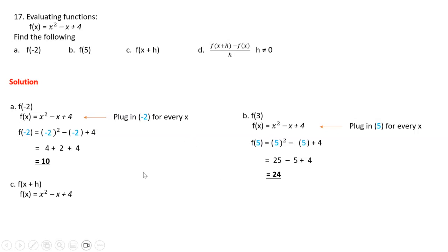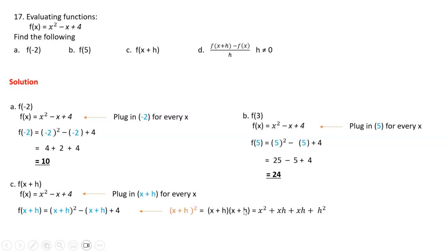Now there's the C part. They want you to evaluate the function at x plus h, which means I'm going to plug in x plus h for every x. You see I plug it in there and there. Now (x plus h) squared will give you x squared plus 2xh plus h squared. So this replaces the (x plus h) squared. Then we just bring down the minus (x plus h) plus 4. Because with this minus here, that's going to be negative and that's going to be negative. So this becomes negative x minus h plus 4. So this is my solution for that one, guys.